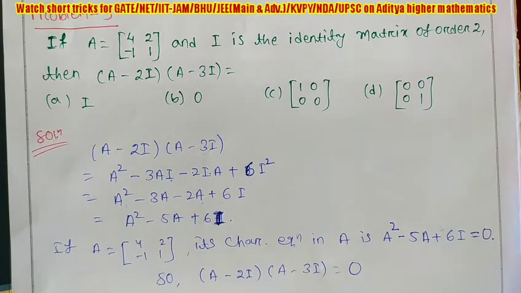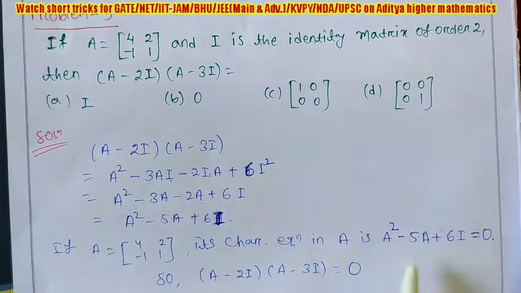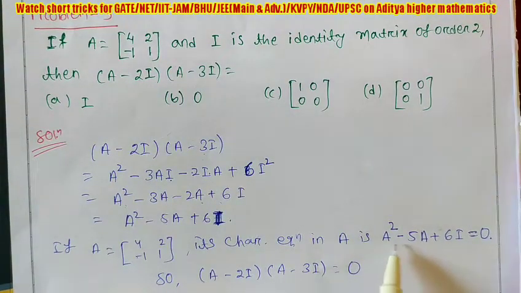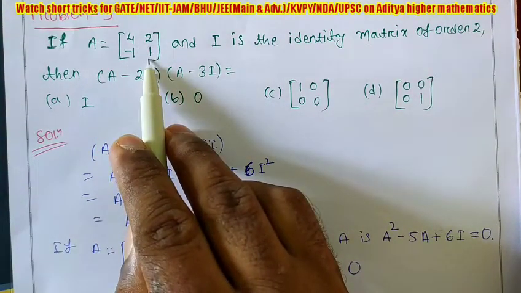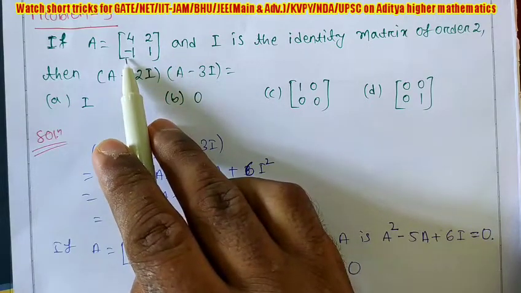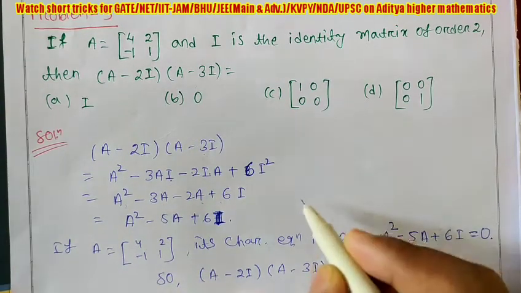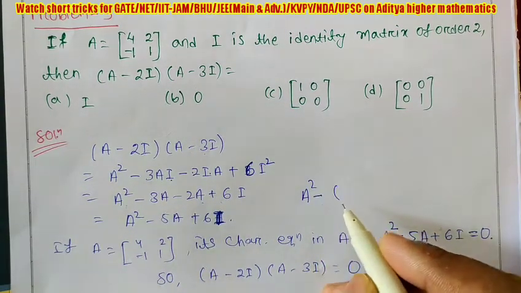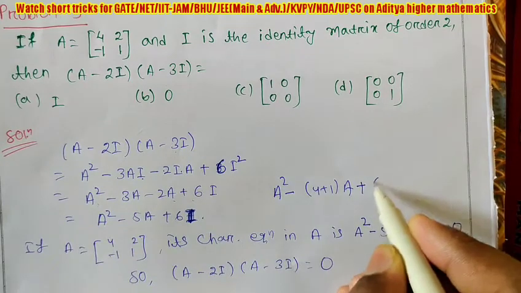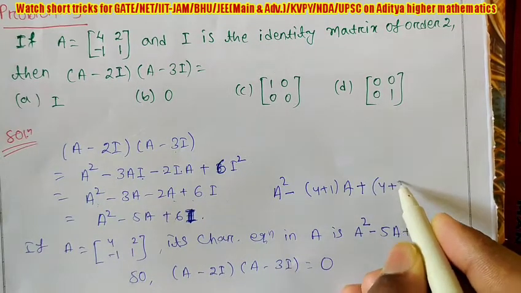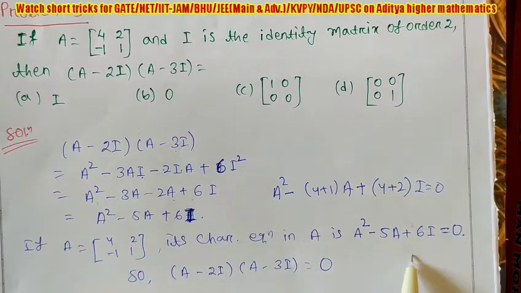Now what is its characteristic equation? A square minus the sum of diagonal elements, which is 4 plus 1, 5A. Then what is its determinant? 4 multiplied by 1 is 4 and 2 multiplied by minus 1 is minus 2. So 4 minus minus 2 which is 6. Understood? That means A square minus the sum of diagonal, 4 plus 1, A, plus 4 minus minus 2 I, is 0. After simplification, you will get A square minus 5A plus 6I equal to 0.